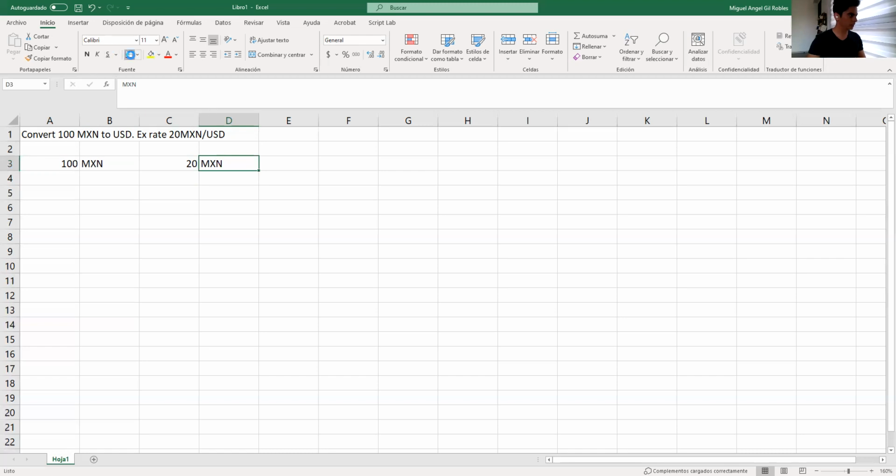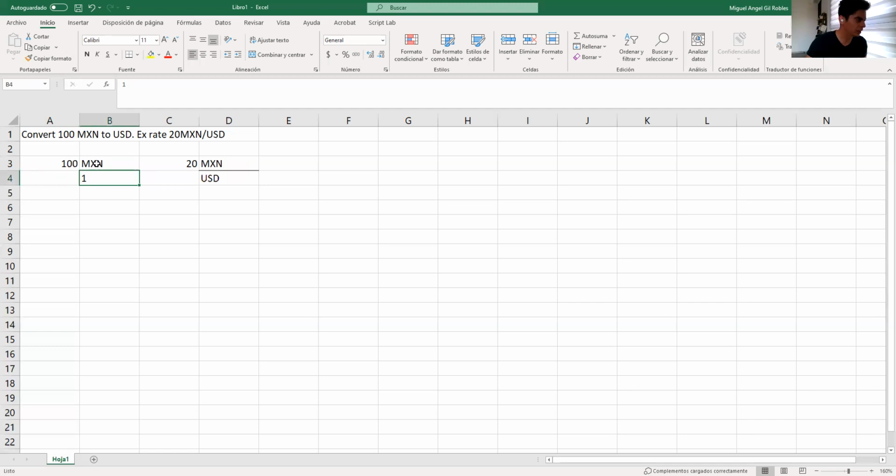Imagine that this is a fraction, like 20 pesos over a dollar. 20 pesos equals $1. And in here, I only have pesos on top, and I don't have anything at the bottom, so it's like a 1. If I see it in a fraction, it will be pesos over 1, because it's only pesos, 100 pesos.